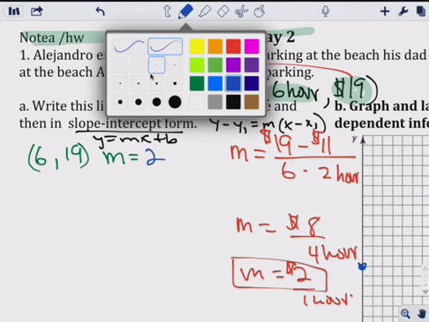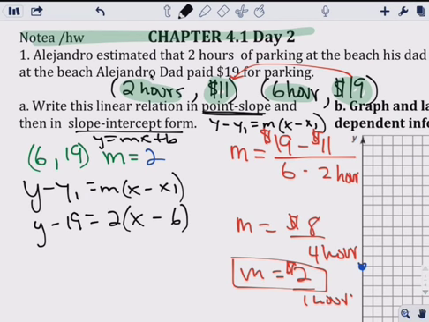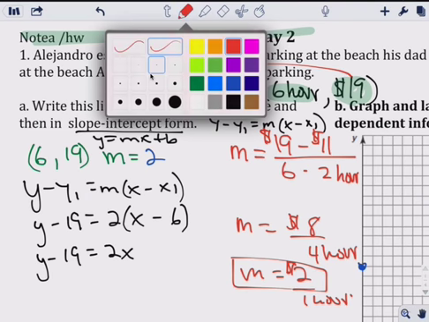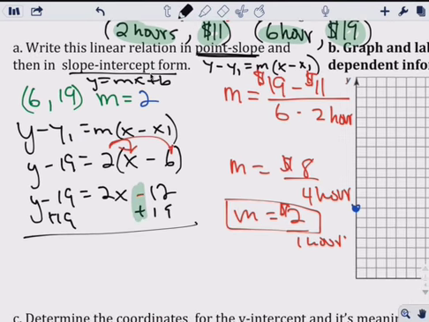That means $2 for every 1 hour. Now we use point slope. y minus y1 equals m times (x minus x1). y minus 19 equals 2 times (x minus 6). So y minus 19 equals 2x. Distribute here: 2x, and 2 times 6 is 12, minus 12. Add 19. You actually subtract because the signs are different. You get 7. 2x plus 7, and that's 0. 0 plus y is y.